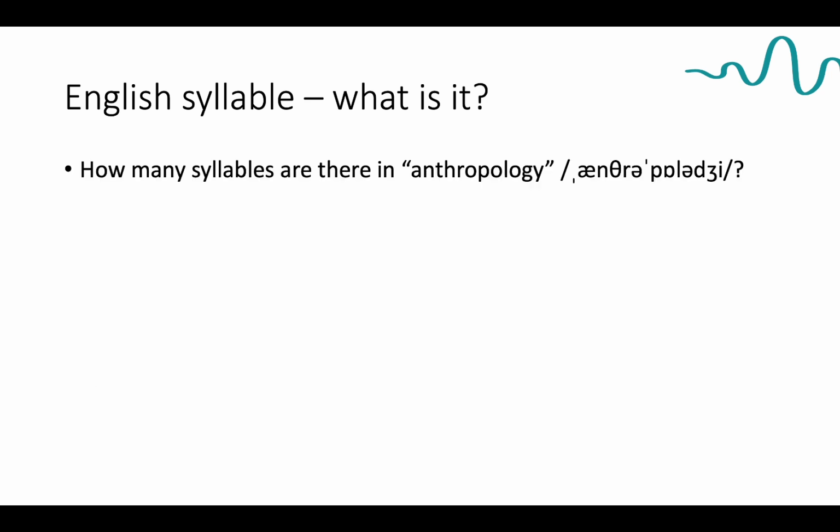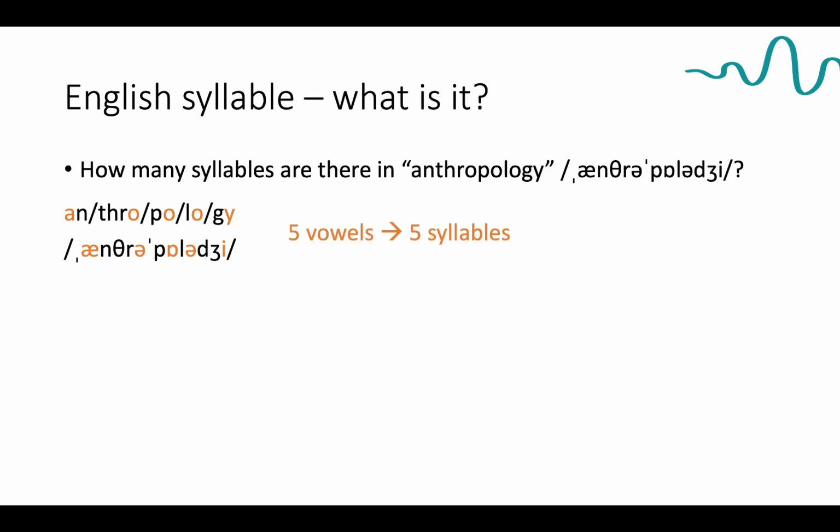Let's check our understanding of English syllables. How many syllables are there in the word anthropology? As mentioned, there must be one and only one vowel, including diphthong, in a syllable. So, to count the number of syllables in a word, we just need to count the number of vowels in this word. We highlighted the vowels in this word. The first one is in the syllable an, the second one is in thro, the third vowel is in po, the fourth vowel is in lo, and the fifth and last vowel is in gy. So there are 5 vowels and, subsequently, 5 syllables in the word anthropology.